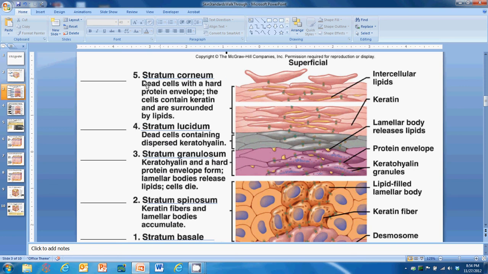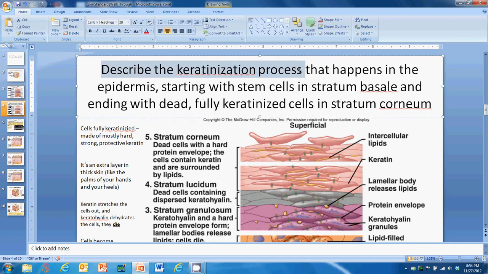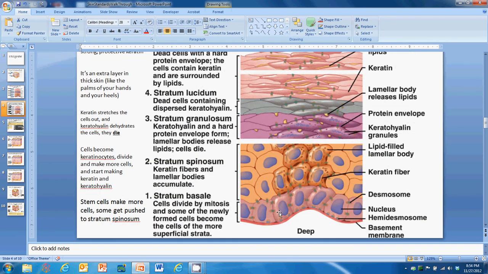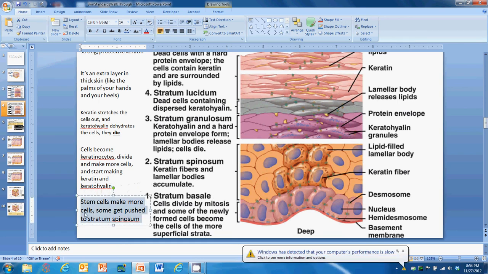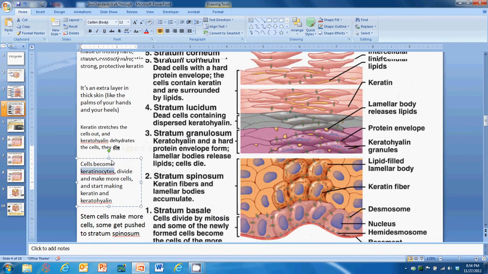What does each layer do? Well, we could talk about the keratinization process that happens. What happens in the epidermis is cells start at the very bottom as live cells, and they divide by mitosis, and some of the cells move up to the next layer, stratum spinosum. So we could say stem cells make more cells, some get pushed to stratum spinosum. In stratum spinosum, cells are going to become keratinocytes.